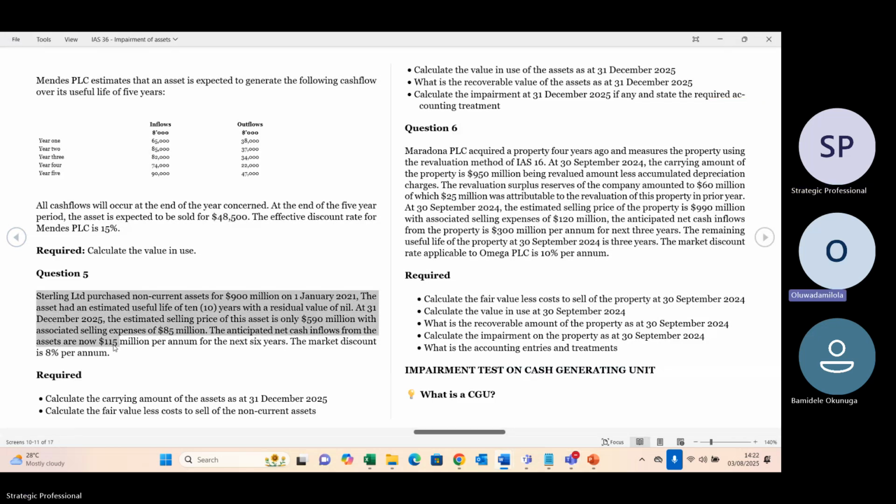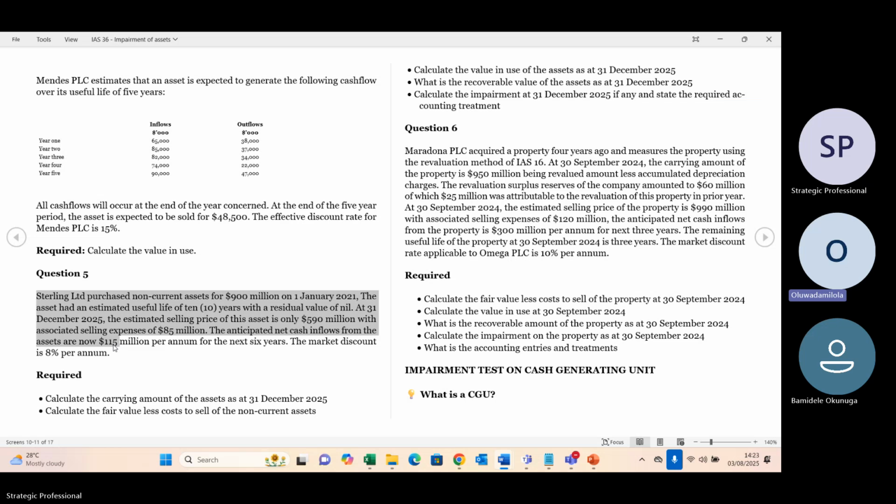Sterling Limited purchased non-current assets for $900 million on 1st January 2021. The assets had an estimated useful life of 10 years with a residual value of nil. As at 31st December 2025, the estimated selling price of this asset is only $590 million with associated selling expenses of $85 million. The anticipated net cash inflows from the assets are now $150 million per annum for the next 6 years. The market discount rate required is 8% per annum.